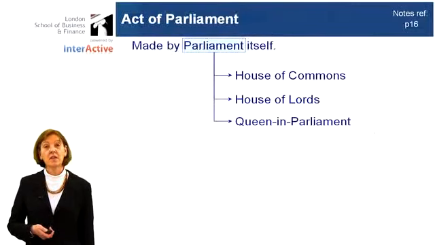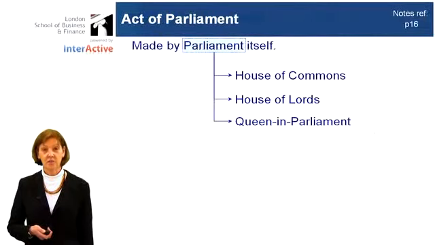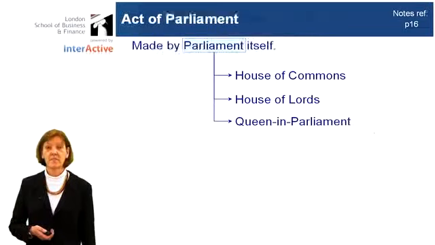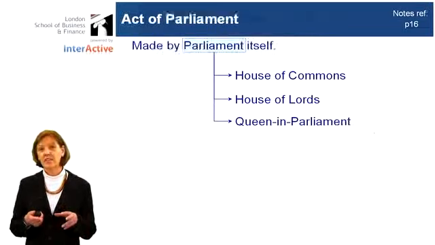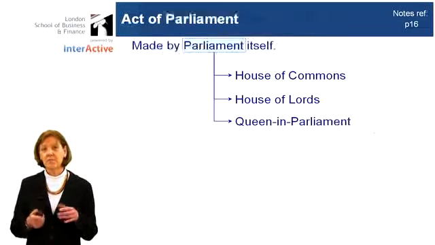The House of Commons consists of MPs, members of Parliament. It is an elected body. The House of Lords, currently it's mostly appointed. There's quite a lot going on at the moment regarding reform of the House of Lords. And then the Queen, that's her in her official capacity as head of state. So if something's going to become an Act of Parliament, it's got to be approved by the Commons, the Lords and the Queen.